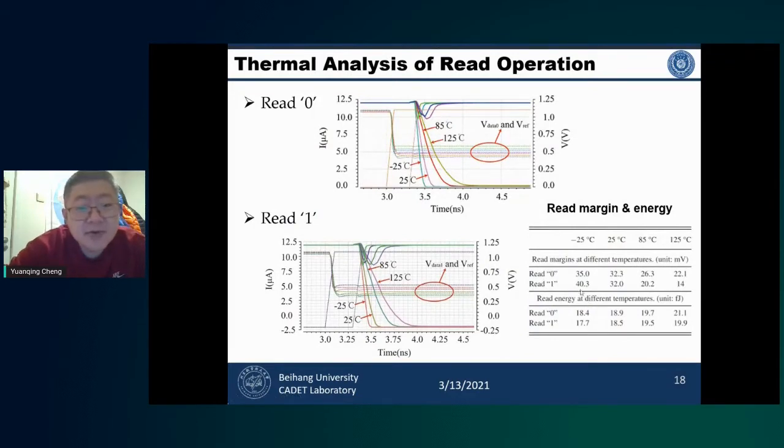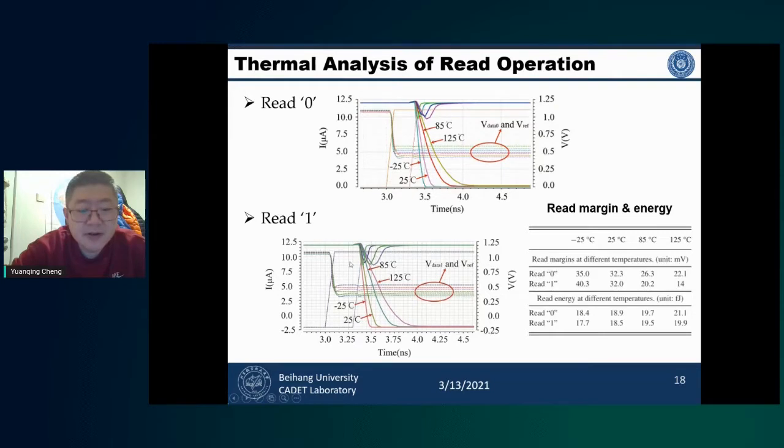Now let's look at the simulation results. From this figure, we can observe the read zero latency increases as the temperature increases. So it means that to read the data, we have to spend more time to stabilize the readout signals. It also means that it is more difficult to read out the data at high temperature. This is because the TMR ratio decreases at high temperature.